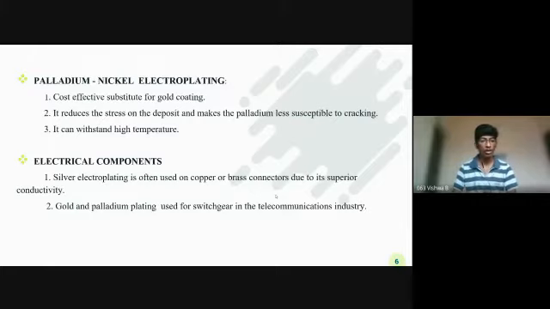Then gold and palladium plating are used for the switchgear in the telecommunication industry. The switchgear is not only one thing. It is composed of electrical disconnect switches, and fuses or circuit breakers are used to control it in the telecommunication industries. Okay. Next, the advantages and disadvantages of electroplating.